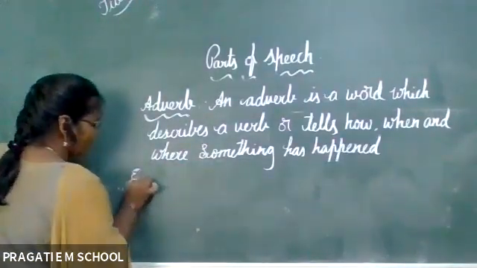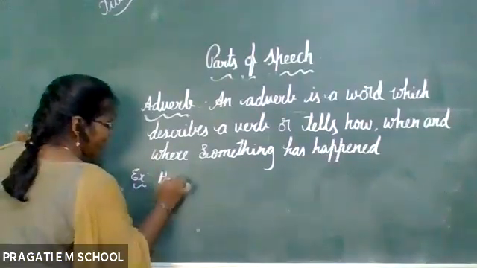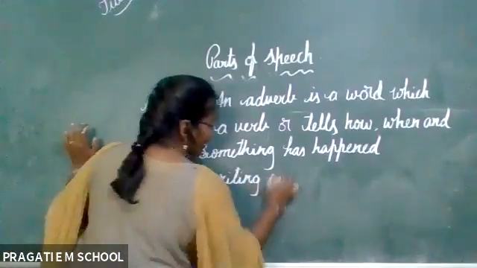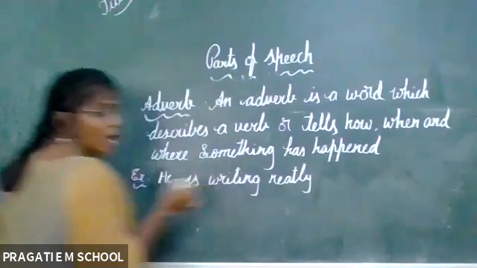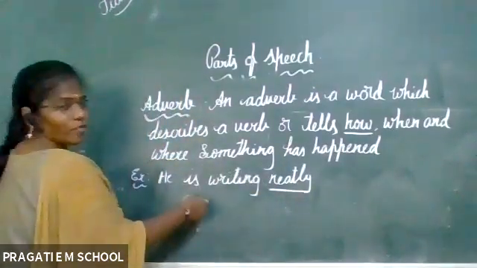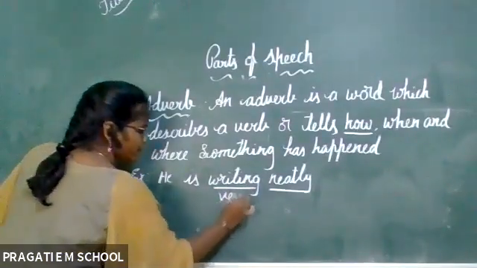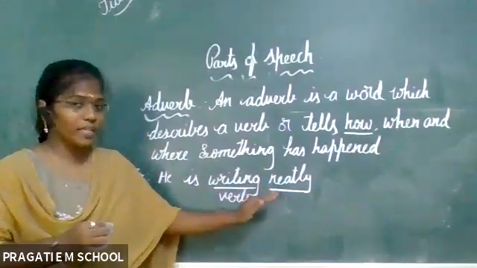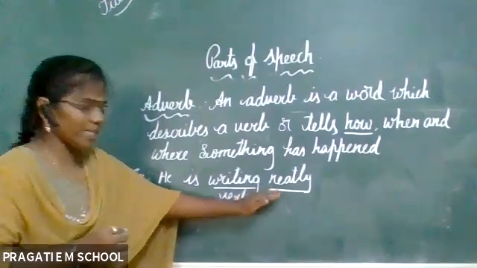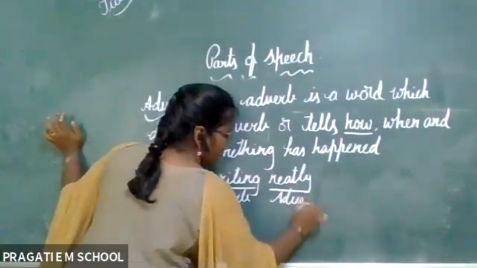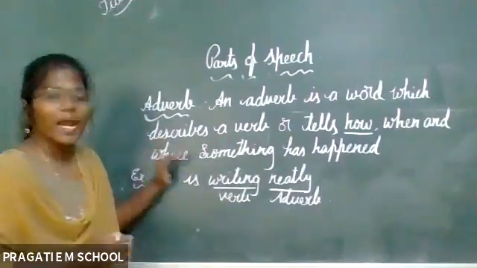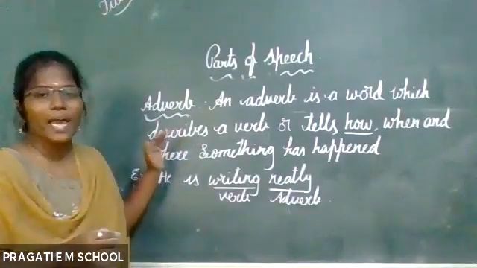See, for example, right now, he is writing. He is writing neatly. How is he writing here? Neatly. What is the verb in this sentence? Writing. And neatly tells how the boy is writing; it gives some additional information. Neatly is an adverb. So it shows an action, how it happened, when it happened, and where it happened. Such words are called adverbs.